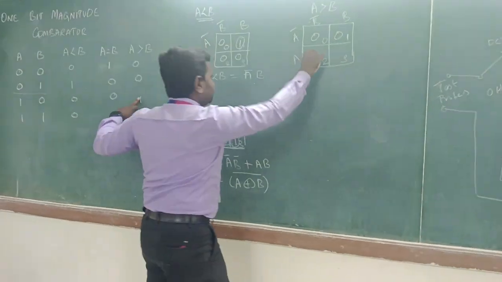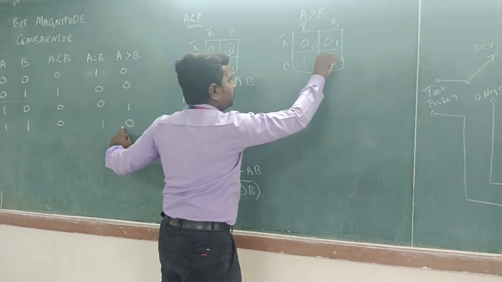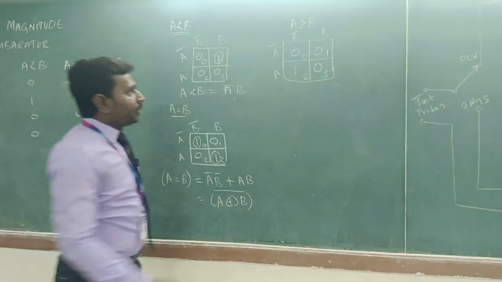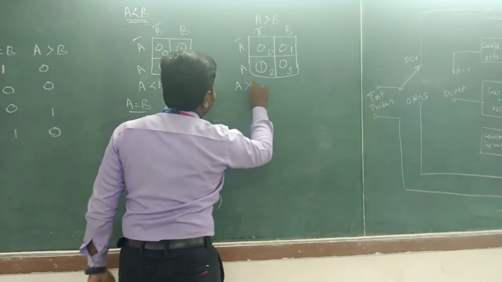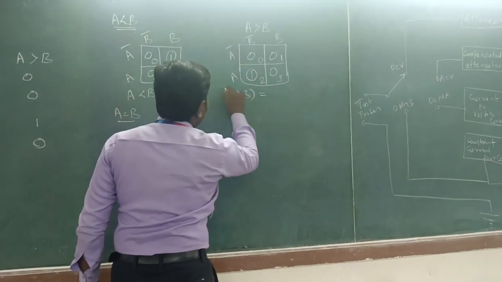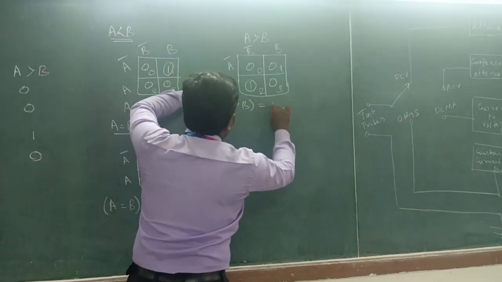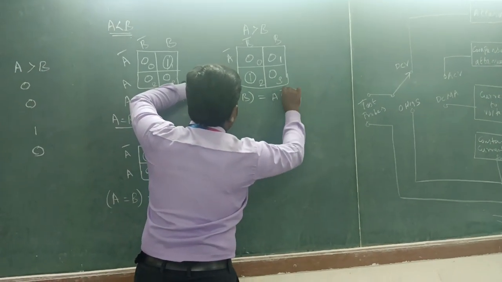Next, for A greater than B, box 0 is 0 and box 1 is 0, and for box 2 it is 1 and for box 3 it is 0. So now I am going to map this one as a single group. So A greater than B is equal to, for this one you are having A B bar.